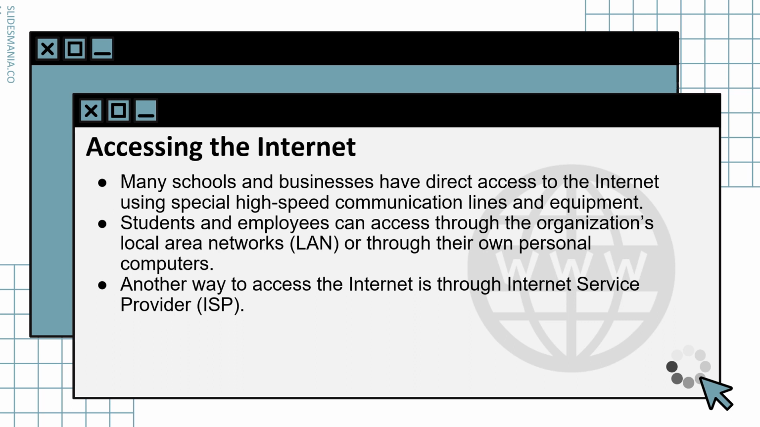Accessing the internet. So, many schools and businesses have direct access to the internet using special high-speed communication lines and equipment. Students and employees can access through the organization's local area network, or LAN, or through their own personal computers. Another way to access the internet is through Internet Service Provider or ISP, or yung sinabi ko po kanina, which is the telecommunication companies such as PLDT, Globe, Smart, and etc.